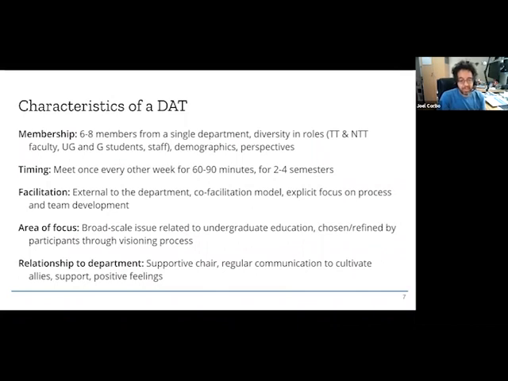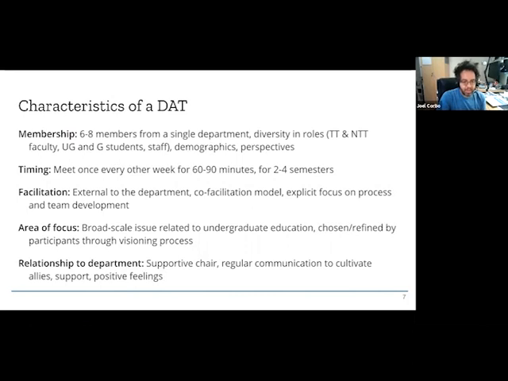And we do a really explicit focus on process and team development. So what I mean by that is that we're not just there as agenda setters and note takers, but we're also really explicitly talking about different norms of communication that help groups function, different ways to think about how change works. So we're not just focusing on the activities that the group is trying to achieve, but also these meta skills around that.